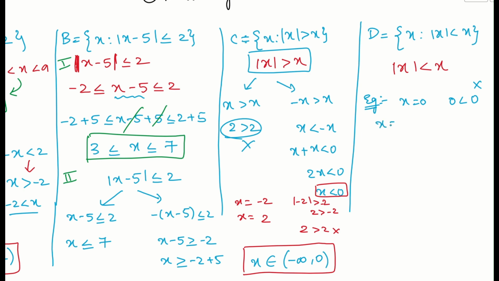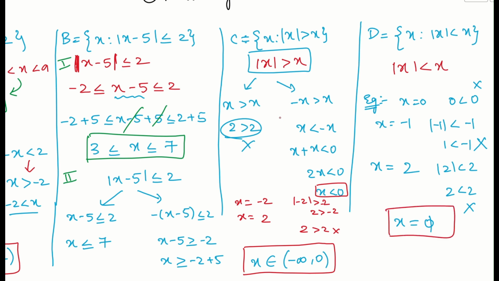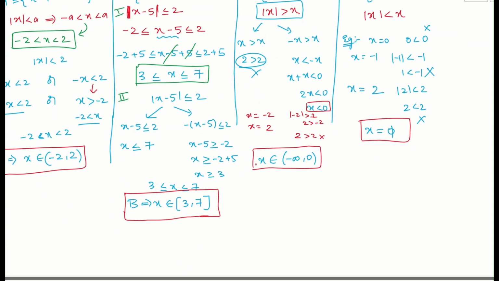If I take x equal to negative 1, mod of negative 1 is 1, so is 1 less than negative 1? This is never true. If I take positive 2, is 2 less than 2? This is also never true. So in this case, we want any element which will satisfy this condition, and there is none. Are you getting my point? So from here, I have got the values of A, B, C, D.